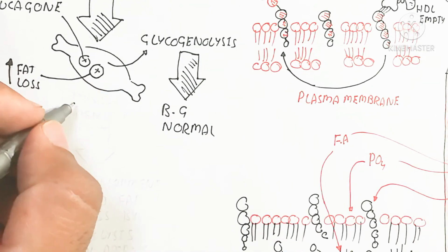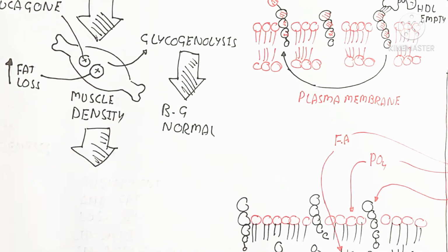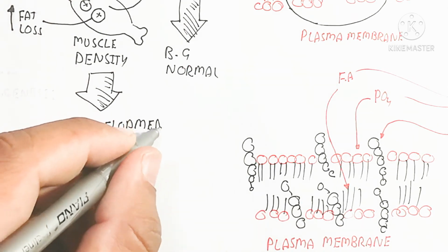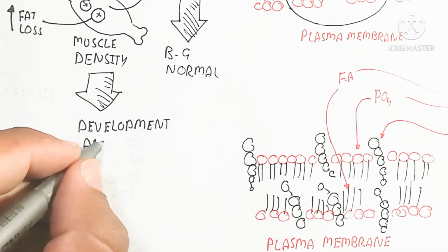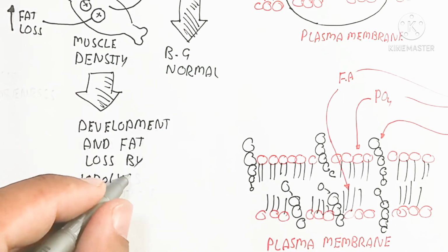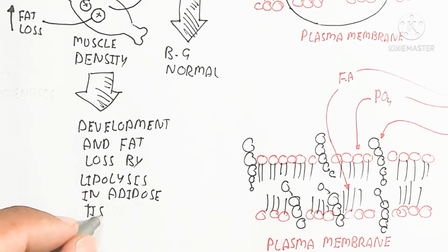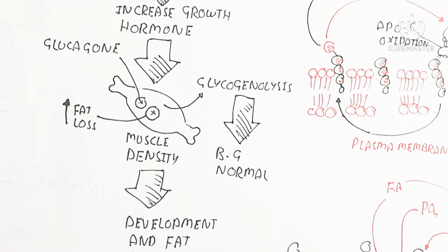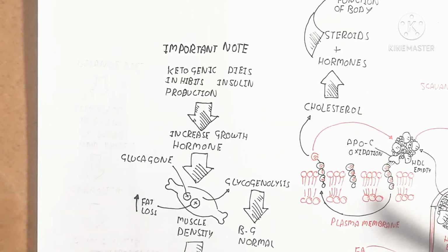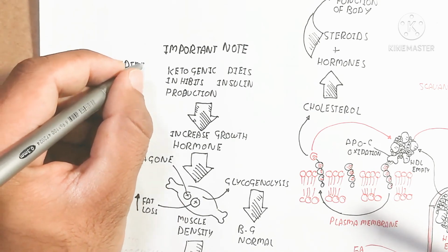So here is the fat loss, and glucagon is activated to catabolize the fat and to catabolize the sugar in the form of glycogen to convert it to sugar. So here the blood glucose is normal, and muscle density will be increased. Why? Because growth hormone increases, protein will be transported, and anabolism will occur. On the other hand, there is development and fat loss by lipolysis in adipose tissue.